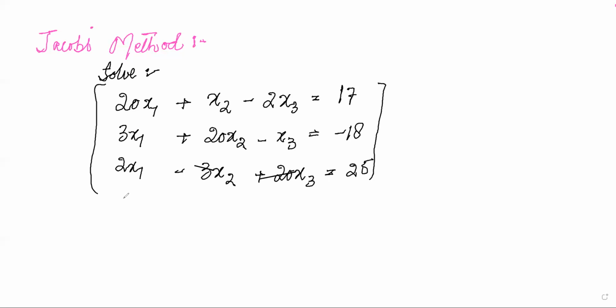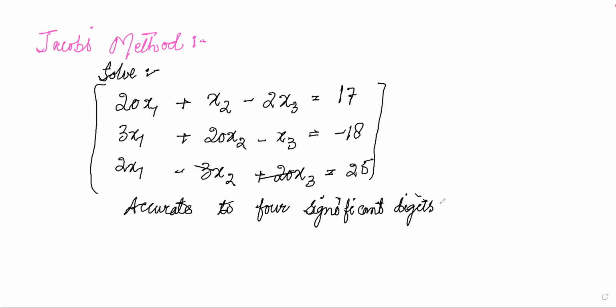Solve for x1, x2 and x3, and it says accurate to 4 significant digits. This is very important. Solve it up to 4 significant digits. How do we solve such a type of question, accurate to 4 significant digits? So first of all, we have to start with an initial approximation. We have to find x1, x2 and x3. Fine. How will we do it?